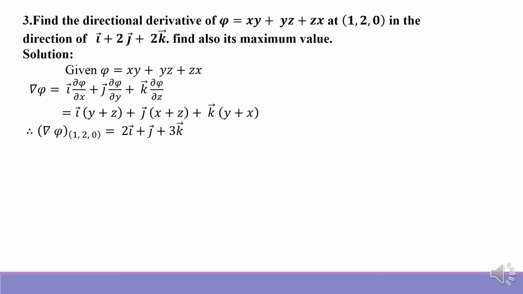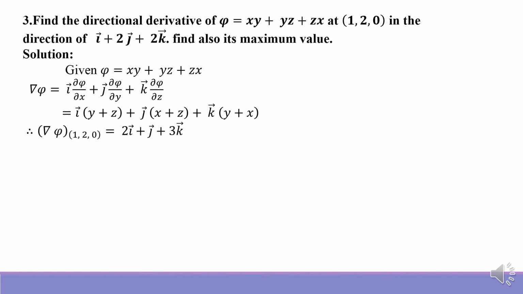Here the problem: find the directional derivative of phi at the point (1, 2, 0) in the direction of a vector. A vector is given. Find also its maximum value. Maximum value means modulus of del phi. Here phi equals xy plus yz plus zx. Find the directional derivative of phi.